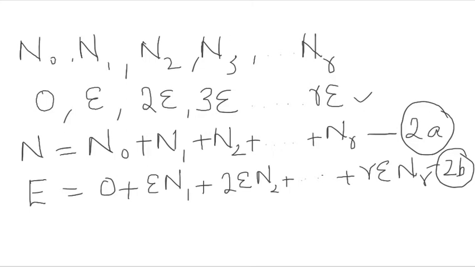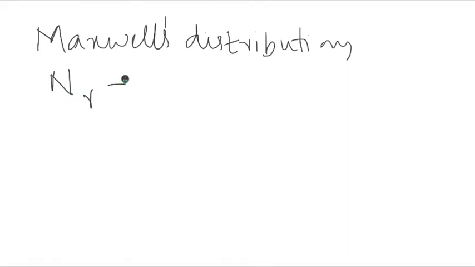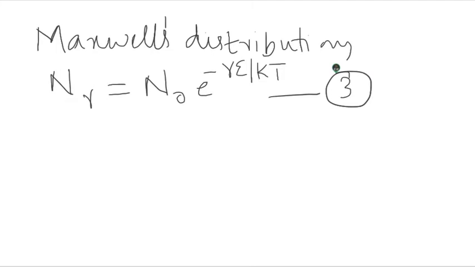Now, this collection, this summation, we are using the Maxwell distribution formula here. So, according to Maxwell's distribution, total number Nr is given by N0 e raised to minus R epsilon by kT. That is the total number of oscillators. Nr is given by N0 e raised to minus R epsilon by kT.